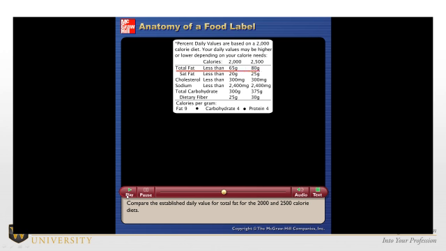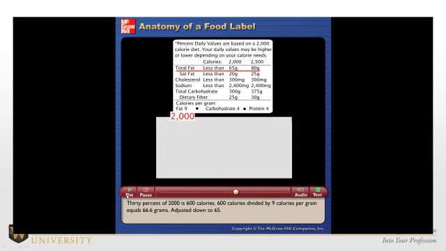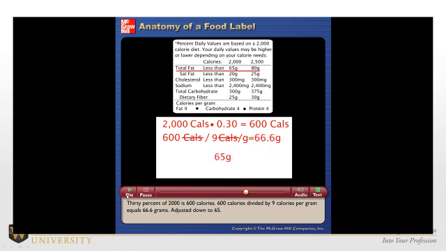Compare the established daily value for total fat for the 2,000 and 2,500 calorie diets. The established daily value is based on the recommendation that the total fat be no more than 30% of total calories. 30% of 2,000 is 600 calories. 600 calories divided by 9 calories per gram equals 66.6 grams of fat. That is adjusted down to 65 for the purposes of the label.